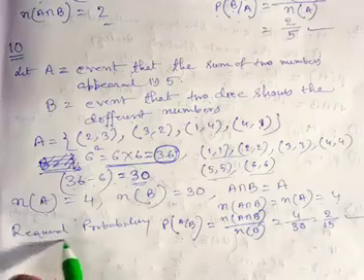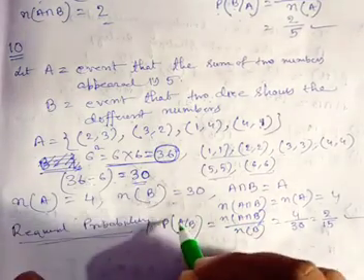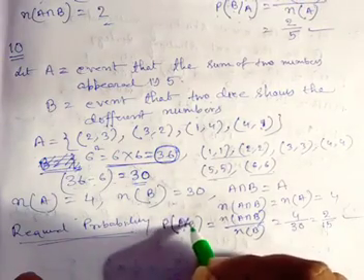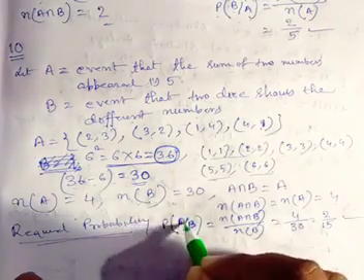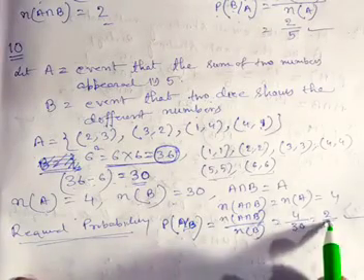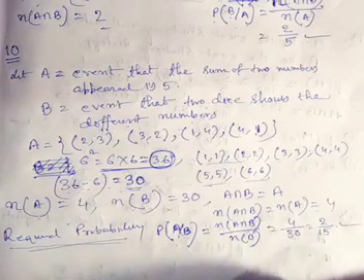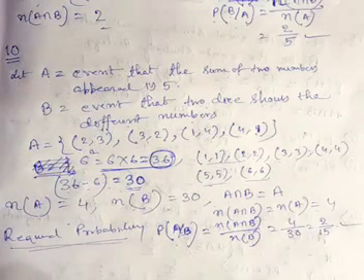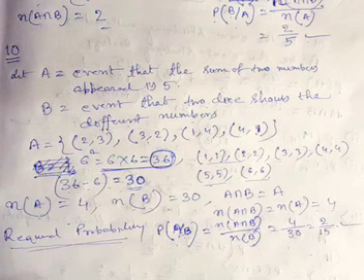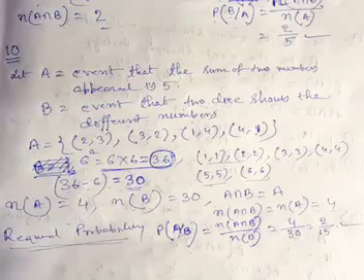We have to find the required probability, that is equal to probability of A by B. Okay, so that is equal to n of A intersection B by n of B, meaning 4 by 30, which is equal to 2 by 15. If you are facing any problem understanding any points, then you can just comment in my comment box. I will definitely help you again, viewers. So next move to another question.